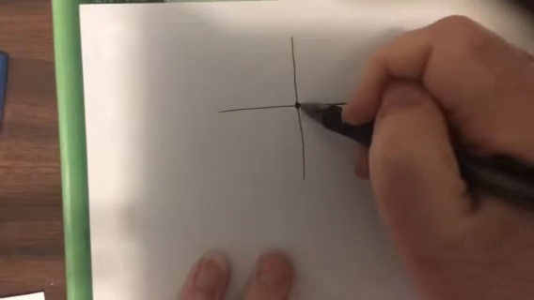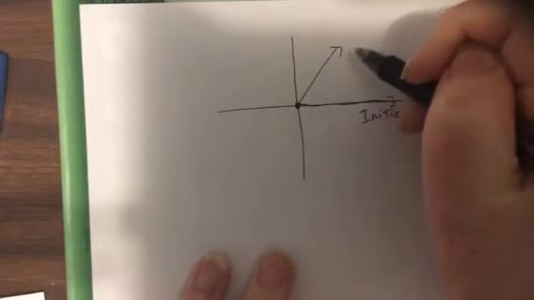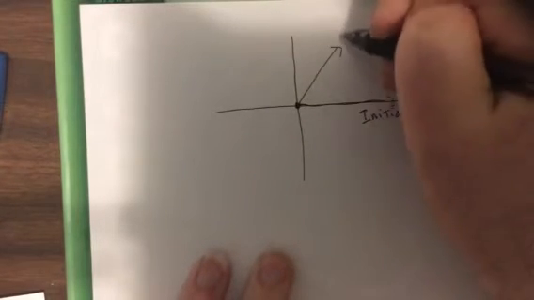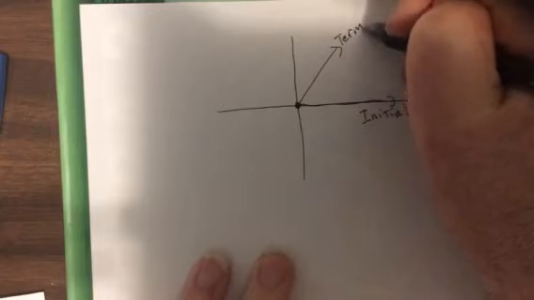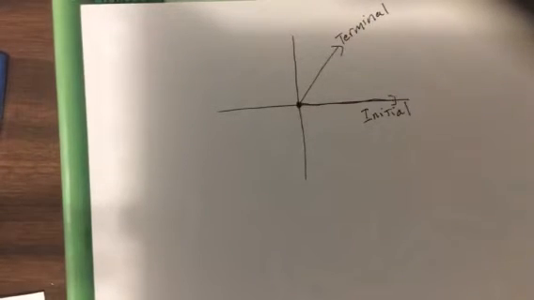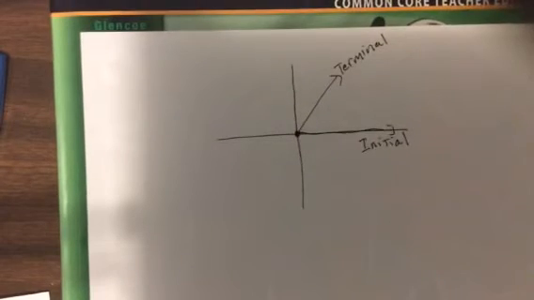Then the other ray is put somewhere out on the Cartesian coordinate system, and we're going to call that the terminal side. That's where we stop it. And we can measure it different ways.